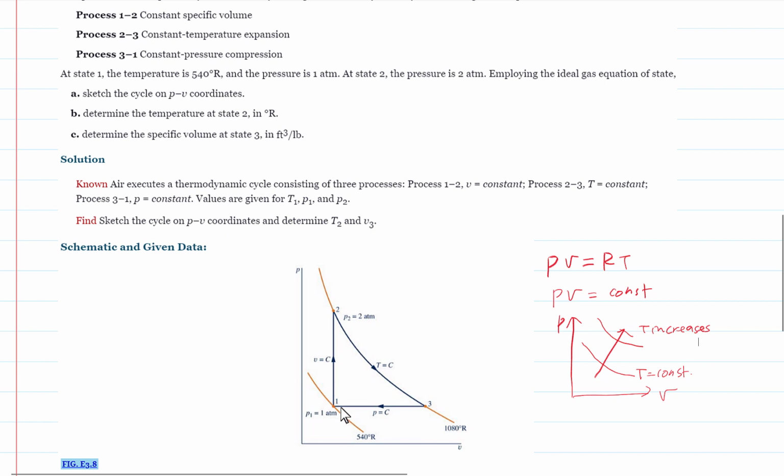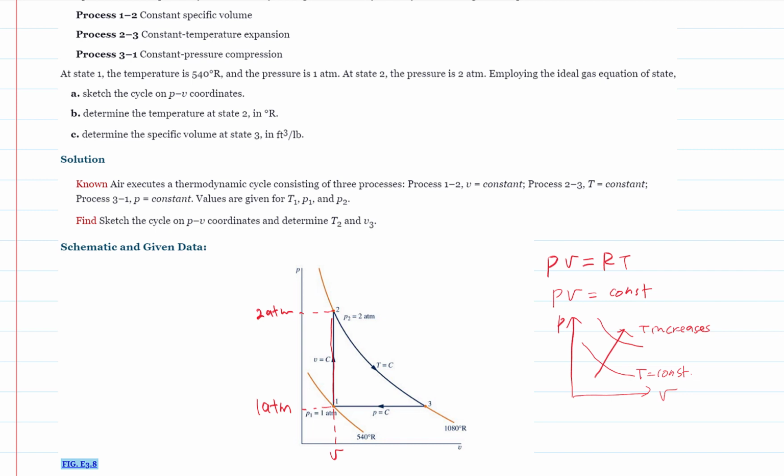So assuming this is state 1, at state 1, temperature is 540 degrees Rankine. So this is the constant temperature line. And the pressure is 1 atm. State 1 to state 2 undergoes a constant volume, so it moves straight up, since specific volume remains constant during the process. And the pressure is 2 atm.